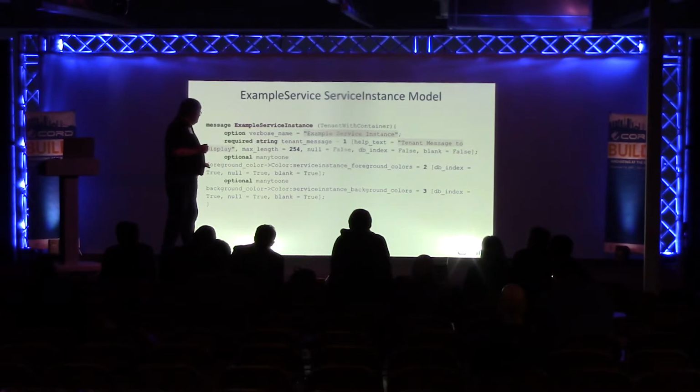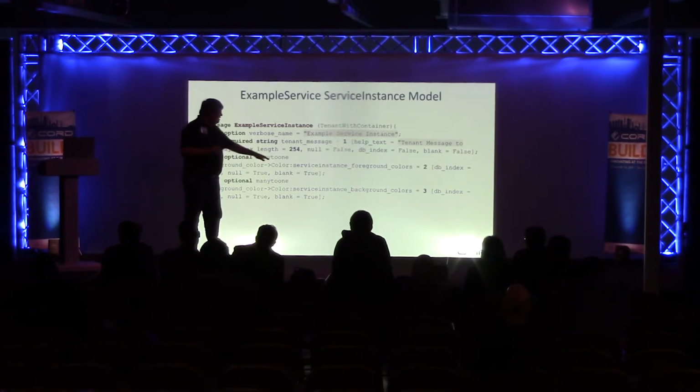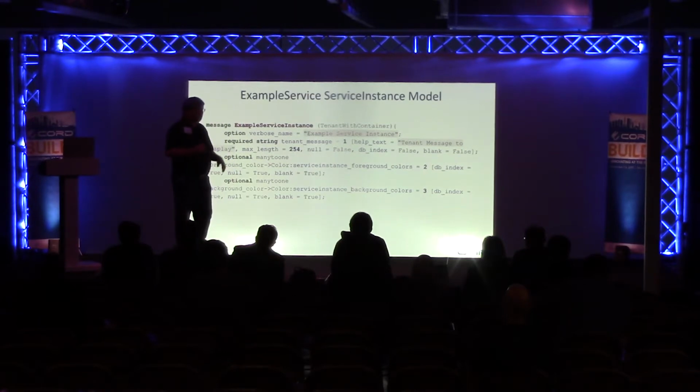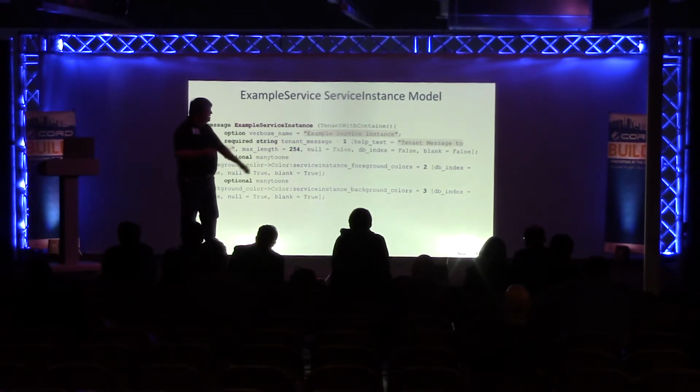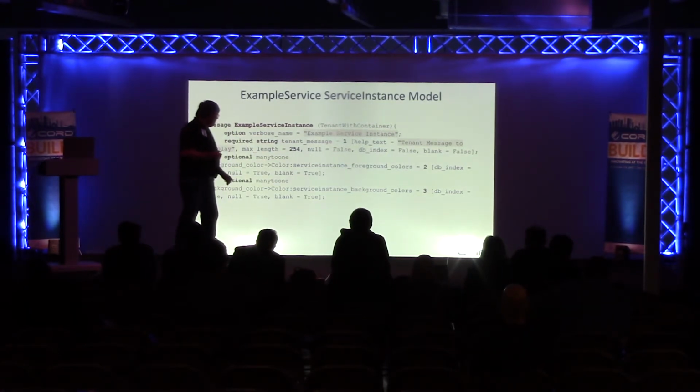And down here, this is where we've extended some of the syntax of protobuf. So the name of the field is foreground color. It points to a color model. Color was the model I just showed on the previous slide. And over here, we want to automatically create a reverse foreign key called service instance underscore foreground underscore colors. So what we'll get is one field in the example service instance model called foreground color, and then another field will show up in the color model automatically called service instance underscore foreground underscore colors.